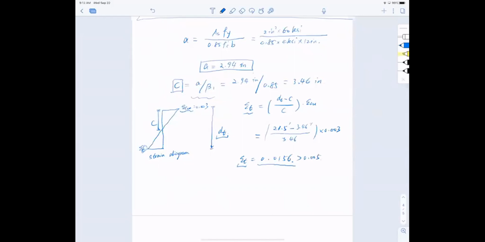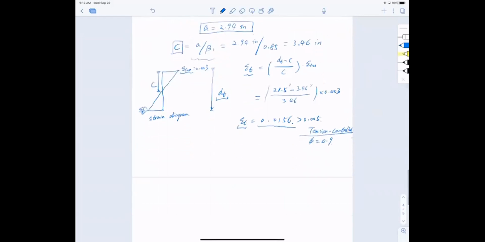There you go. So that just confirmed my assumed case. Thank you, by the way. And that is tension control. So phi naturally is indeed 0.9. That completed my assumption. Remember, because we talked about this.